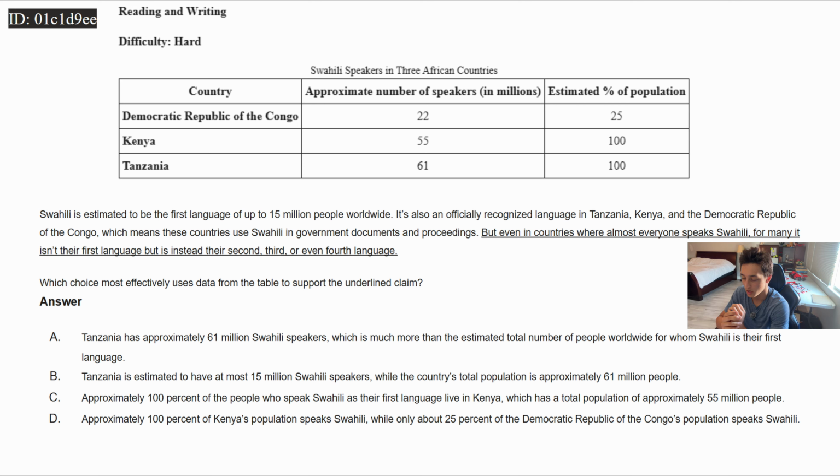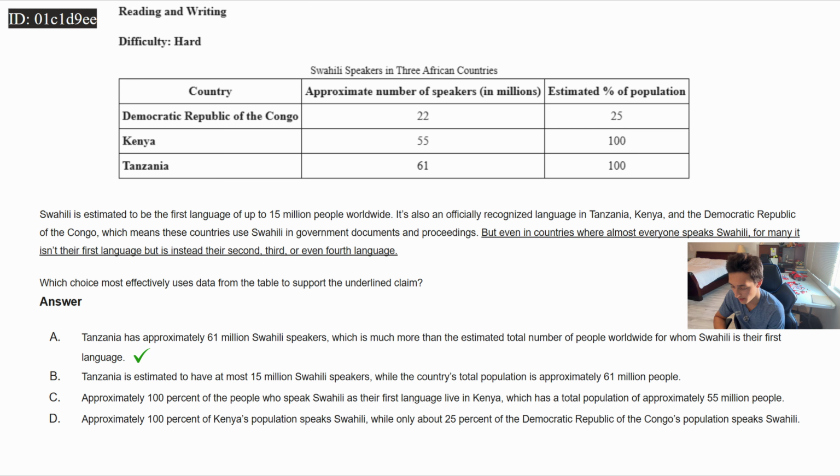61 million people speak Swahili in Tanzania, and it's estimated to be the first language of only 15 million of them. So I'm looking for something that supports that. Tanzania has approximately 61 million Swahili speakers, which is much more than the estimated total number of people worldwide for whom Swahili is their first language. Exactly. That's exactly right, because it has way more speakers than the amounts that had it as the first language.